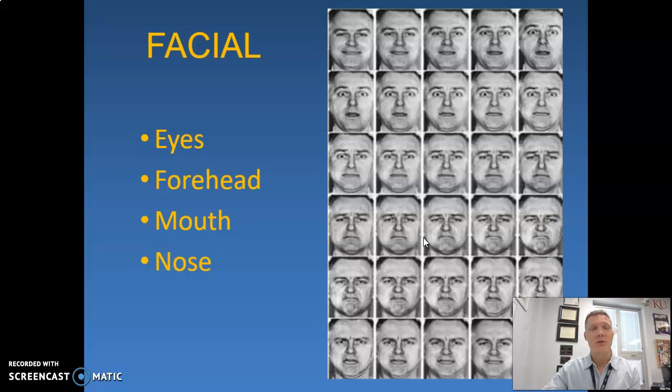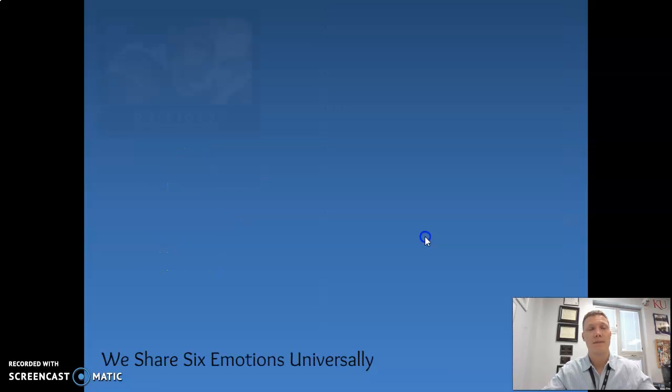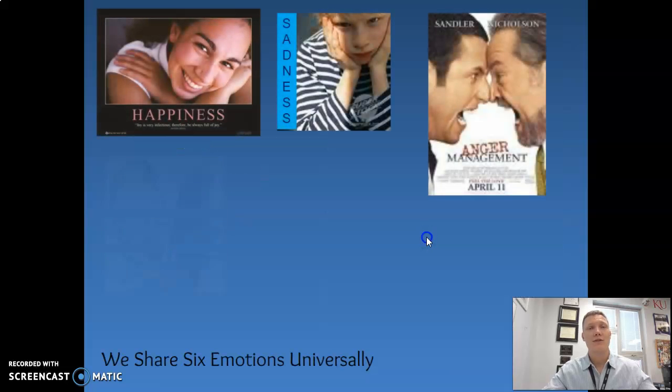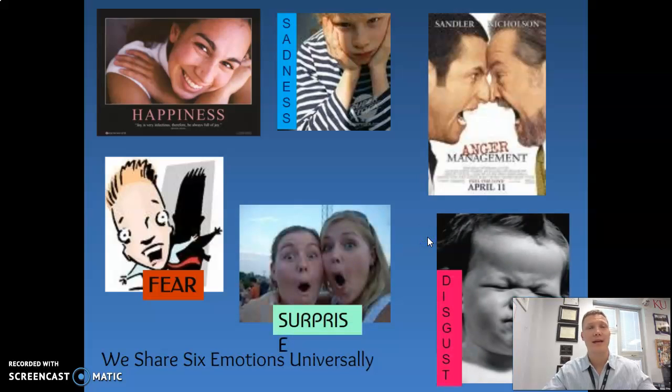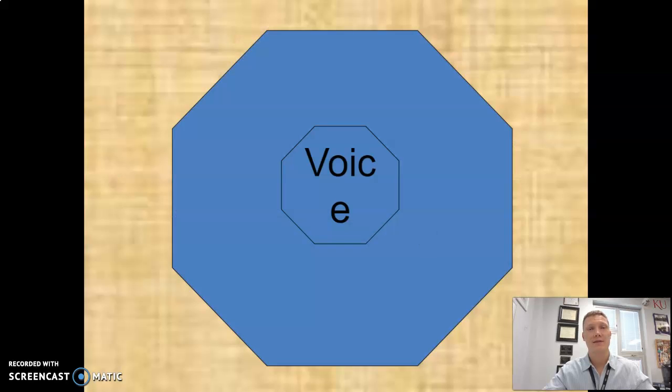The face is also parts of your body in which nonverbal communication occurs. The four that we talk about here are eyes, forehead, mouth, and nose. There are 6 universal emotions. Your book highlights a few of them, but for your entire list here, you will need to know a few of those on your test. Again, those are happiness, sadness, anger, fear, surprise, and disgust.